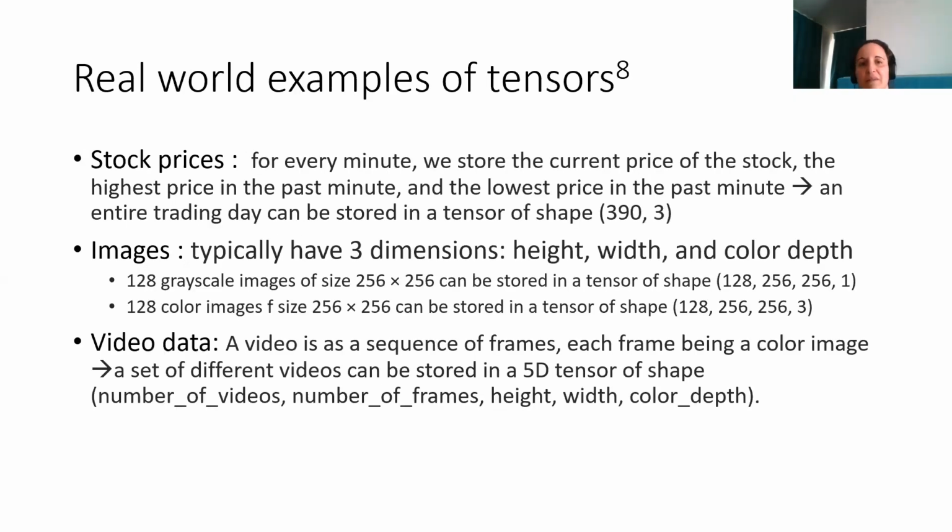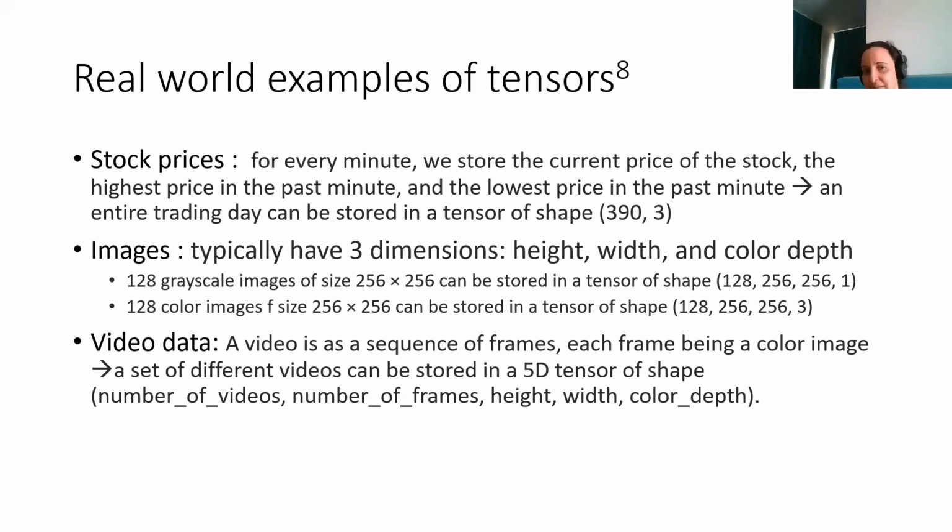Okay, so some real-world examples of tensors. Basically, tensor data is data described with tensors. Stock prices, we can represent stock prices with a tensor. For example, for every minute, we store the current price of the stock, the highest price of the past minute, and the lowest price of the past minute. In this case, we have all the data in one tensor, which has a shape of 390 by 3. 390 is how many minutes we have, and 3 is the 3 different metrics that we keep: the lowest price, the highest price, and the price of the stock.